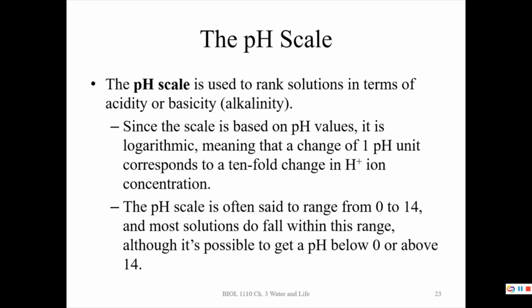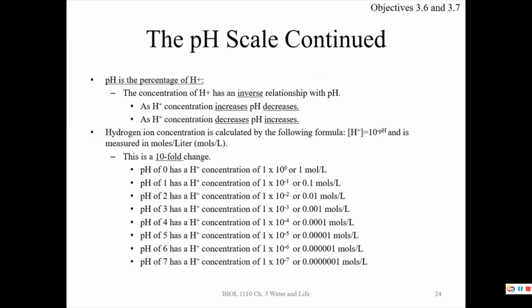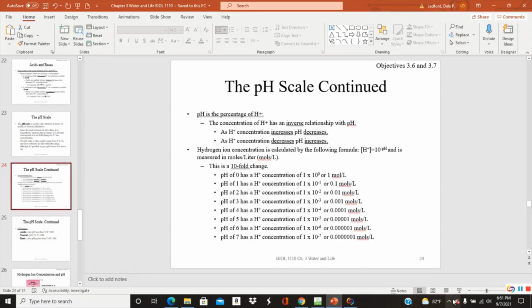Now, we're going to go 0 to 14. Actually, you can have below 0. You can have negatives. You can have above 14, okay? But 0 to 14 is a typical pH scale. What we're going to do with this typical pH scale is understand a couple of big things.